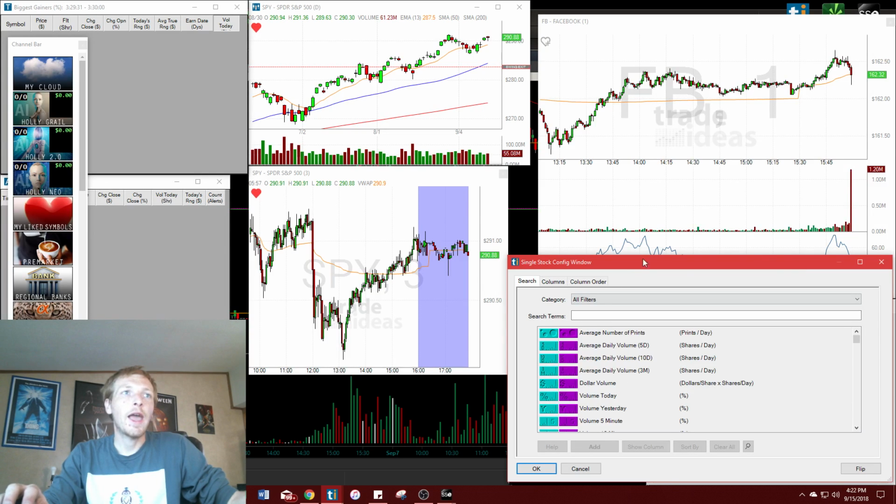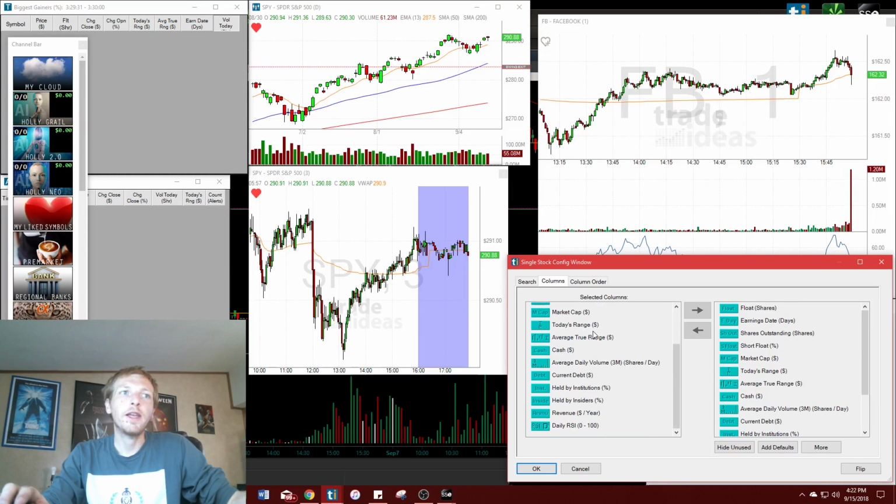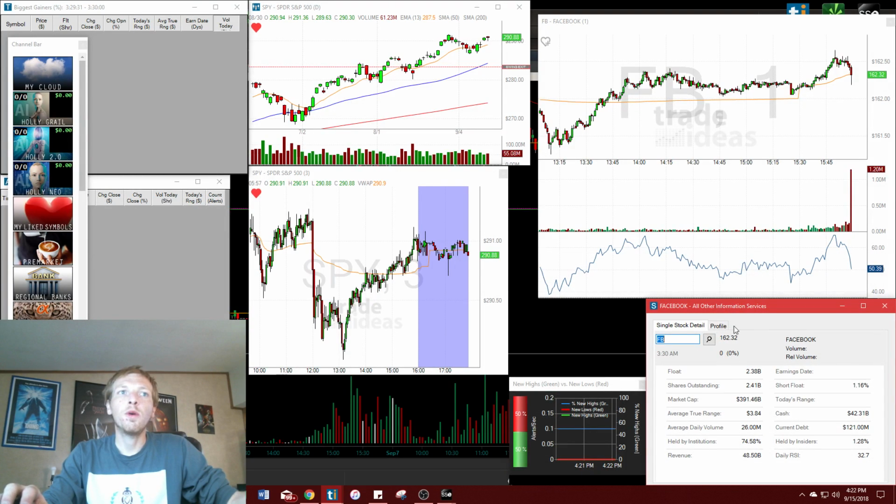There's a lot of stuff you can add to it. So the columns, you have all these columns that you can add right here. Their cash, their average true range, their RSI, their revenue, held by insiders. I don't get too much into the fundamentals of it. I just keep it basic. I just want to know what the float is, the shares outstanding, the market cap, their average true range, average daily volume, held by institutions, and held by insiders.